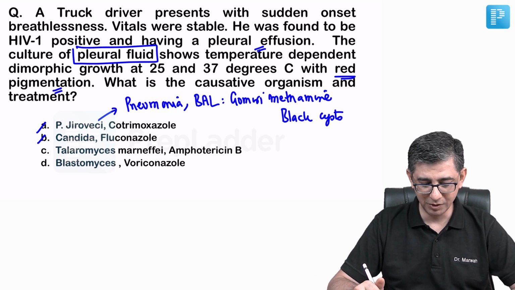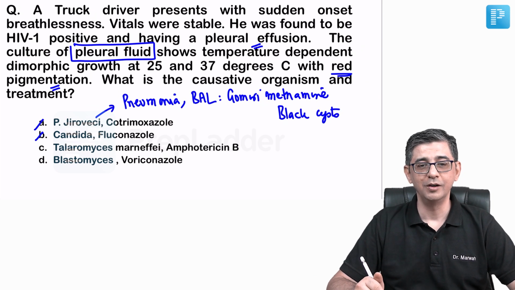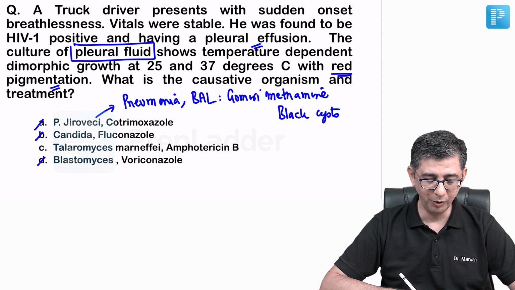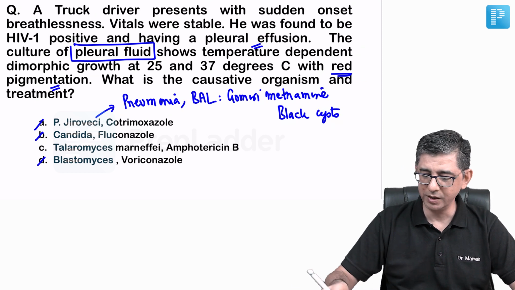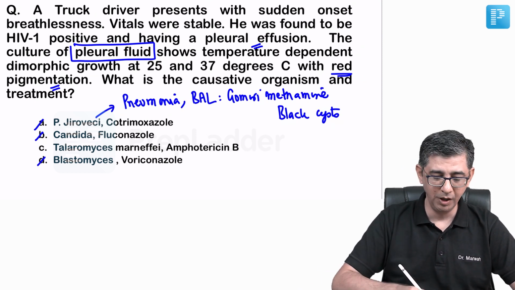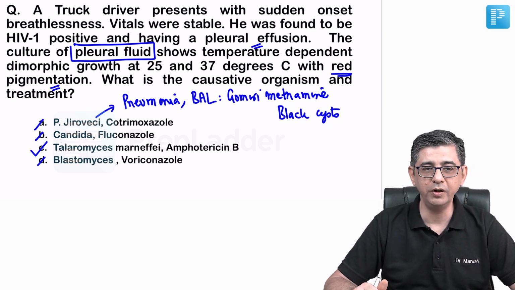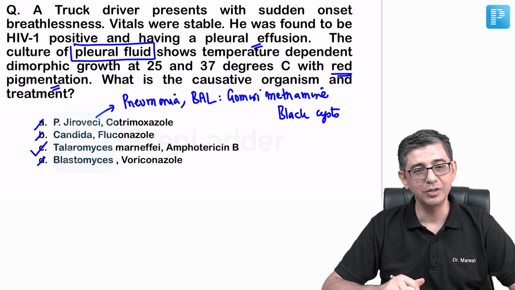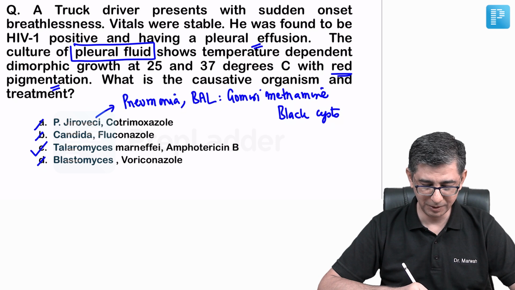So I'm left between two options: Talaromyces marneffei and then Blastomyces with voriconazole. Now, as far as Blastomyces is concerned, we usually read about white, fluffy growth being present. Though I think you guys are better at microbiology than I would be, and you might have been able to narrow down the answer to option C, people who are, I would say, microbiologically challenged have to use exclusion to come down to the answer to this one. The answer to this question is option C.